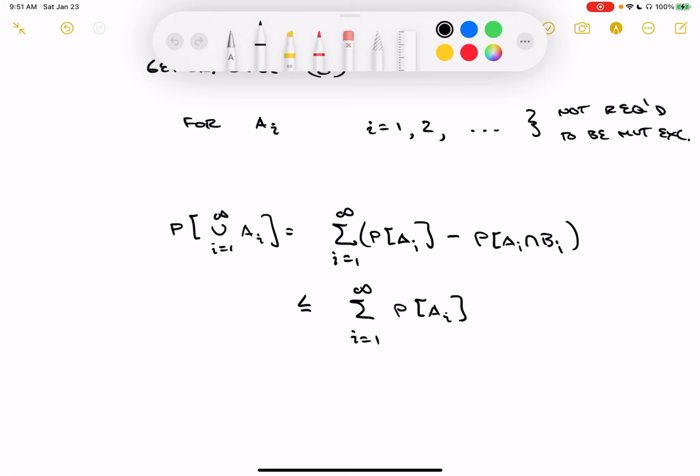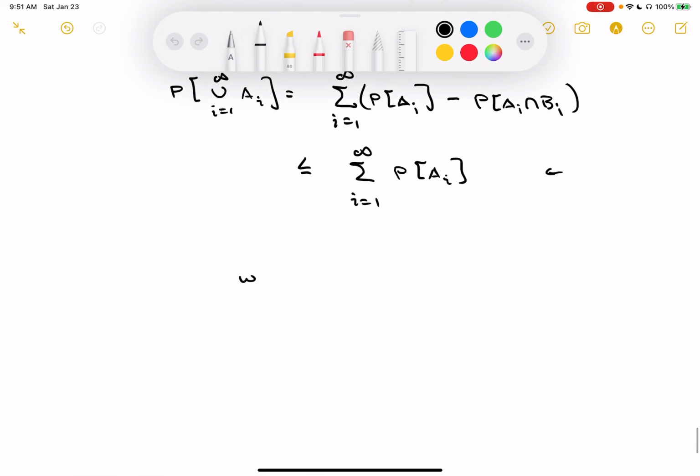If I just add up all the probabilities and they had some overlap, you'd end up counting that overlap a bunch of extra times, and that would cause it to be greater than the true probability because we didn't do the correction in the second line. What are the B's though? I still need to define that. B_i is equal to a union over k, going from 1 to i minus 1, of the A_k. So this changes within the sum.